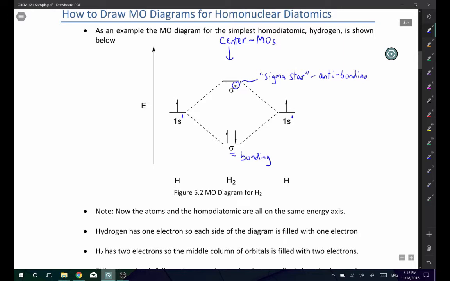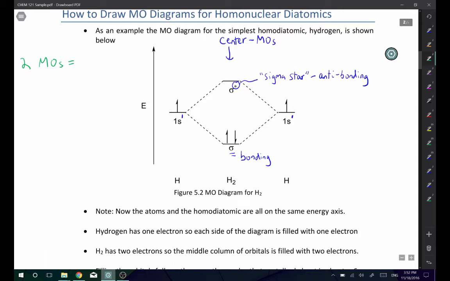There's two very fundamental rules for drawing molecular orbital diagrams. The number of orbitals you have is conserved. If you have one orbital for hydrogen and another orbital for hydrogen, you're only going to have two molecular orbitals. So I can write that down as well. You have two molecular orbitals because you have one for hydrogen and another one for hydrogen.